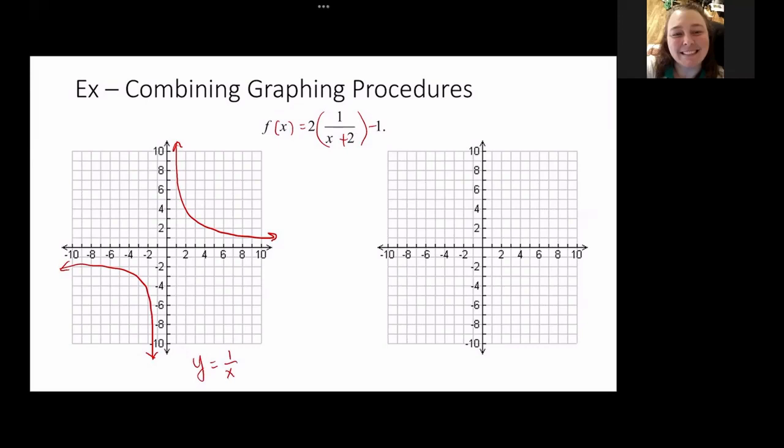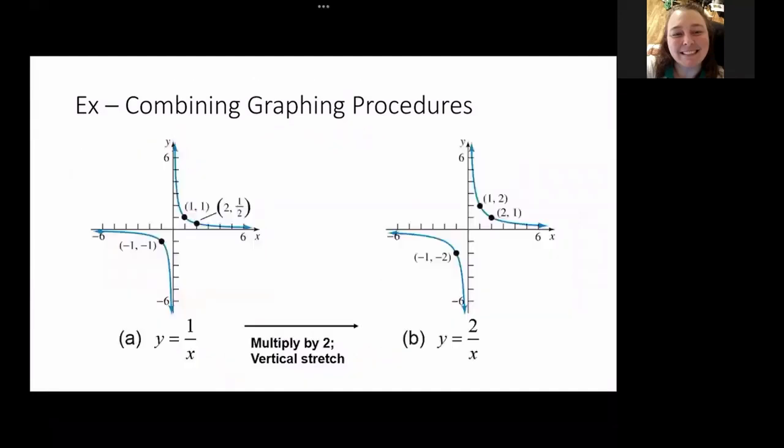Now we're going to multiply that by 2. That's going to do our vertical stretch. And so it's going to look more like that. This is probably closer to there. Enough of my terrible drawing skills. Ta-da! Beautiful! So much better than mine. I apologize for my drawing skills. Okay, so now we've got step 1 and we've got step 2.